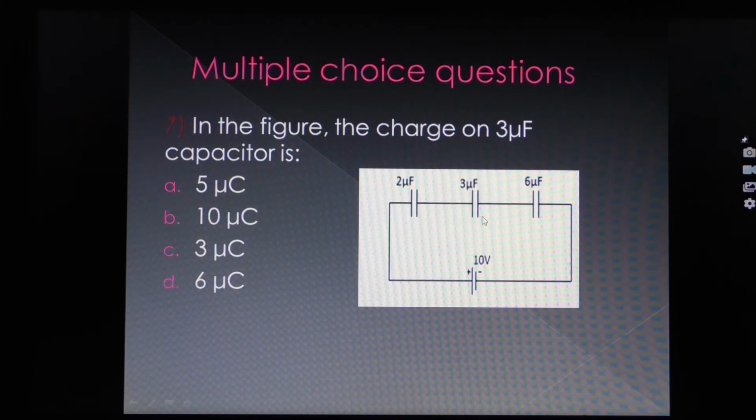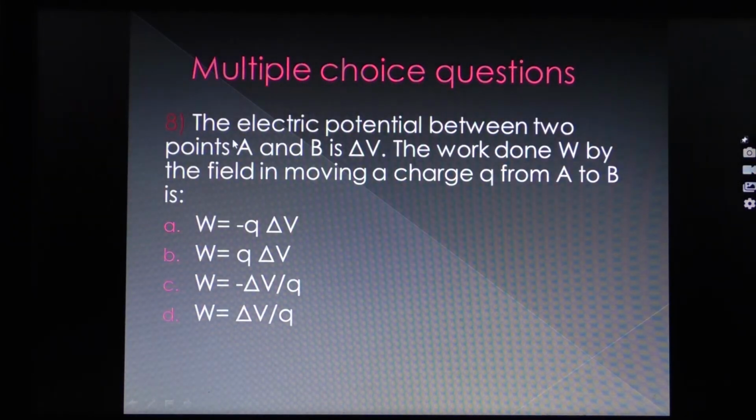For series combination of capacitors, what would be the equation? I told you 1 over C equivalent is equal to 1 over C1 plus 1 over C2 plus 1 over C3. When you put it, you will get C equivalent. That would be put in the final formula: Q is equal to C equivalent into V. C equivalent you will calculate, and V is given here, that is 10 volts, and when you put all the values you will get the answer 10 microcoulomb. So which option is correct? Option B is correct. Come to number 8.